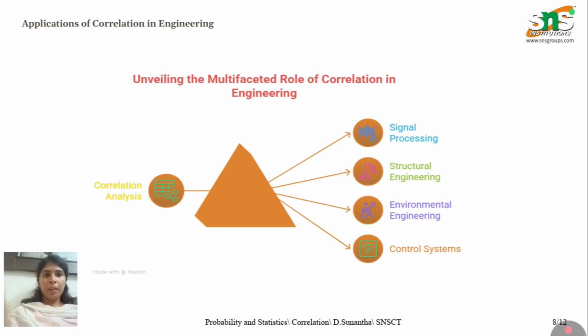Next is unveiling the multi-faceted role of correlation in engineering, where all we can use this correlation in engineering fields. For example, in signal processing, we can use this to find the autocorrelation, cross correlation and all. Next, in structural engineering, in environmental engineering and in control systems also, we can use this correlation for studying the strength of the relationship between any two variables.